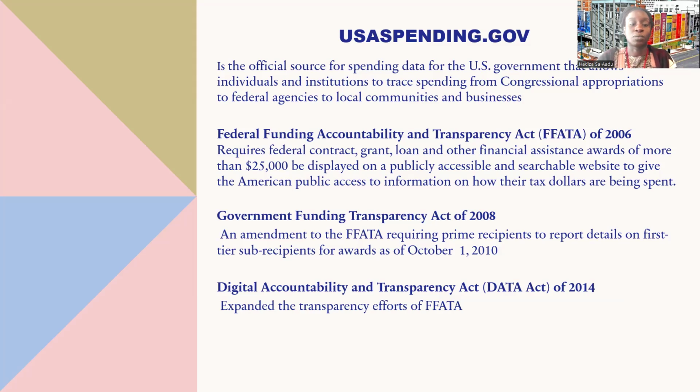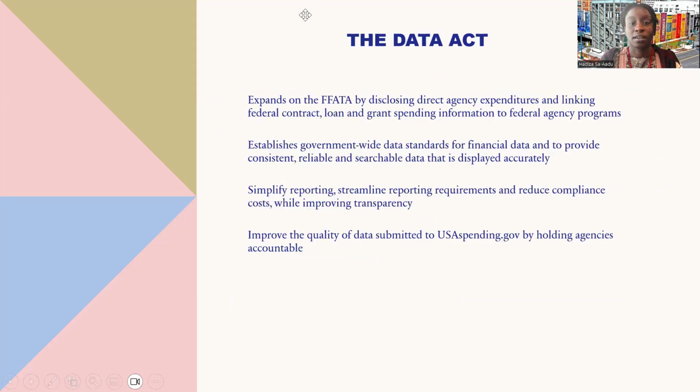Last but not least came the Digital Accountability and Transparency Act of 2014. And what this did was it expanded the transparency efforts of the FFATA. A little bit more on the Data Act itself. The Data Act added a little bit, or maybe a lot. So what it did is it expands on the FFATA by disclosing direct agency expenditures and linking federal contract, loan, and grant spending information to federal agency programs.